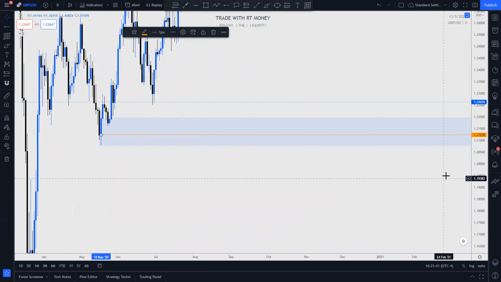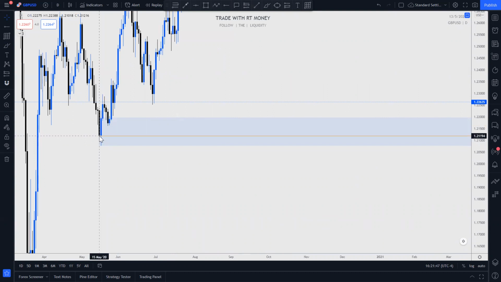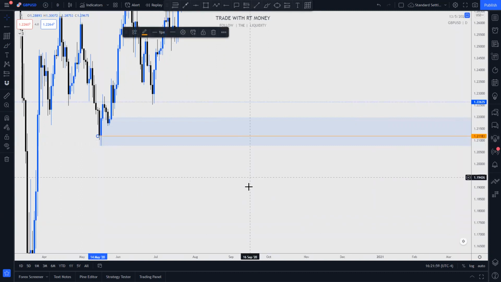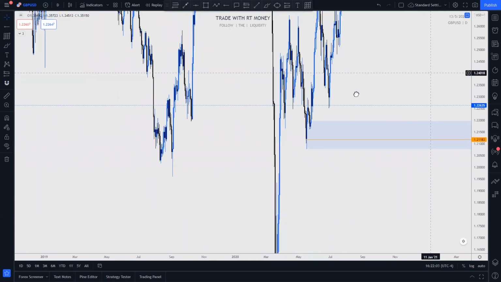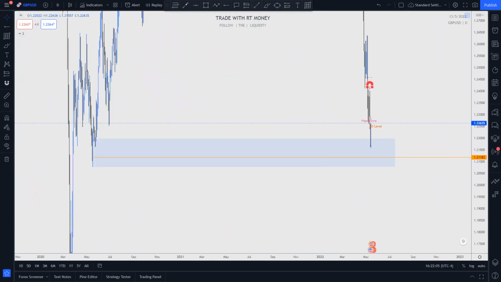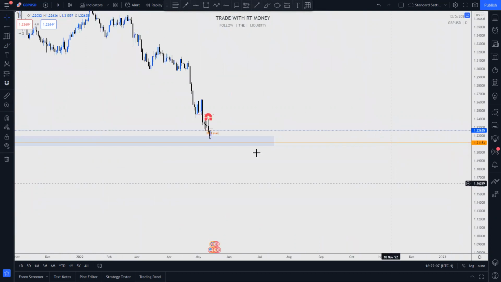1.2100. Let's just call it 1.21. All right, somewhere around that area. I'm looking for price to go to 1.21, yeah, somewhere around there. Anyway, that'll be right around the midpoint of this zone. All right, so that's what I'm looking for.